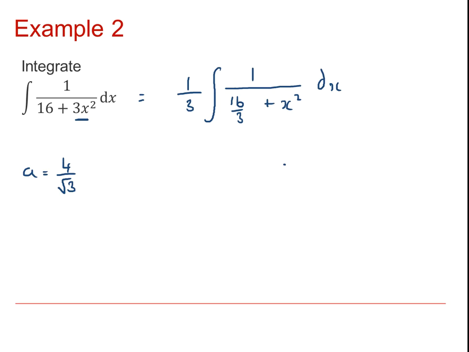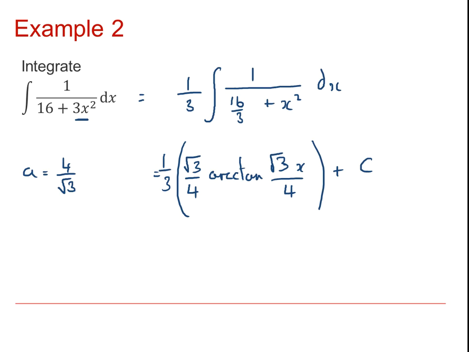So if a is equal to 4 over root 3, then 1 over a must be equal to root 3 over 4, so that we've got 1/3 from outside the integral, root 3 over 4 arctan of x over a, so that will be root 3 x over 4, and then plus c. We can simplify that a little bit by dividing by root 3, top and bottom of this factor here, so that we get 1 over 4 root 3 multiplied by arctan of root 3 over 4 x plus c.